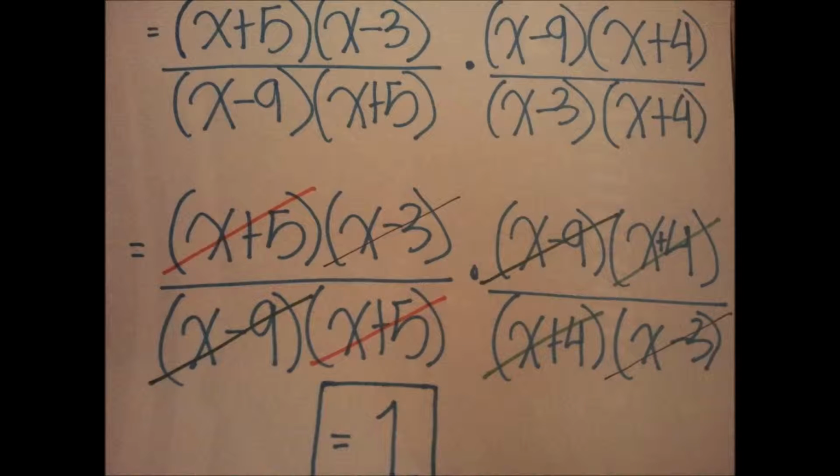Then comes factoring. In this problem, every set can be factored. And after factoring, you cancel. And here's a fun case when everything cancels out and your solution is a nice little number 1.